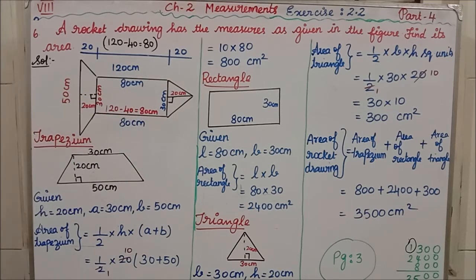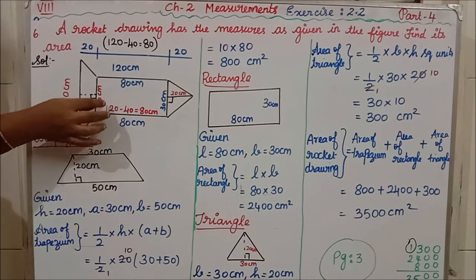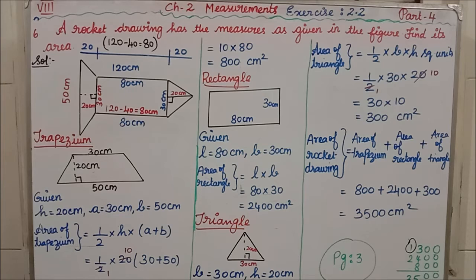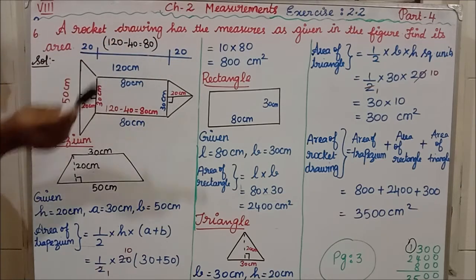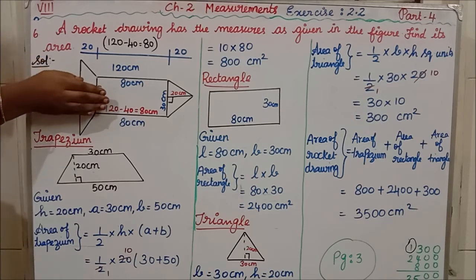When you see your book, for the trapezium they have given the full measurement, which means this side length 50 centimeter is given in your book and this side measurement 30 centimeter is also given, and this height also they have given, which is 20 centimeter. And for the triangle they have given 20 centimeter height. Also they have given the total height of the rocket, which is 120 centimeter. Clear? So now we have got the trapezium's full values.